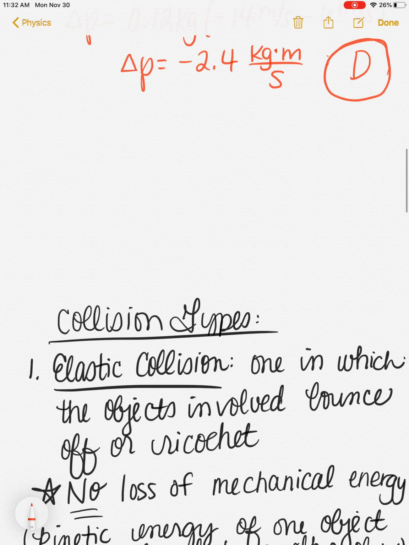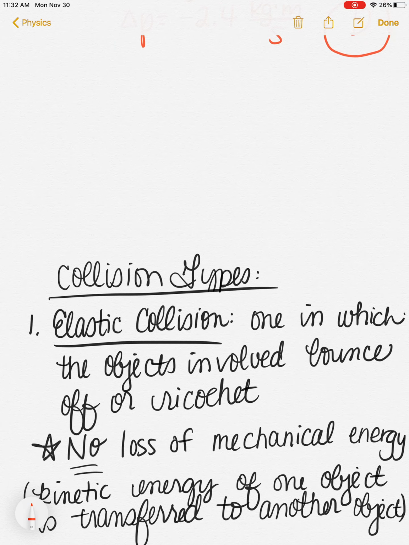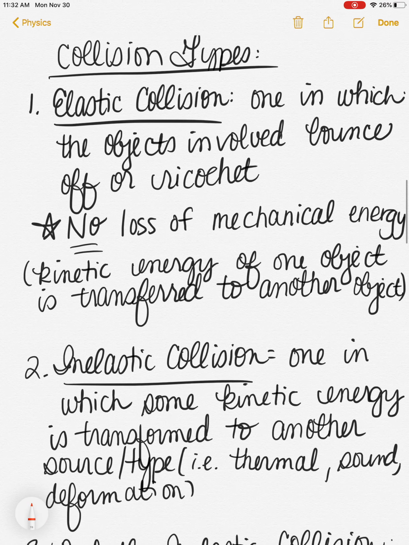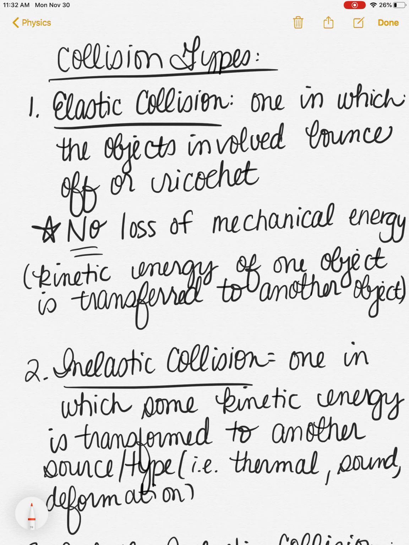Today we are going to begin discussing collision types. Collisions are when two objects interact with one another. There's three major types of collisions. The first is called an elastic collision. Elastic collisions are one in which the objects involved bounce off one another or ricochet. There's a nice French vocabulary word for you, ricochet. When these objects bounce apart, there is no loss of mechanical energy.